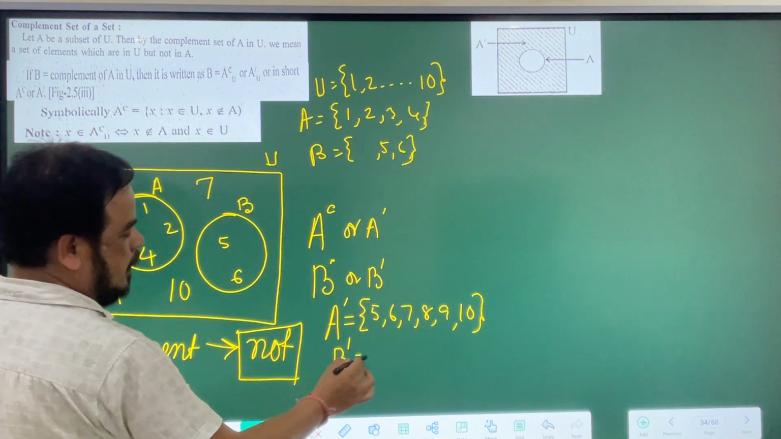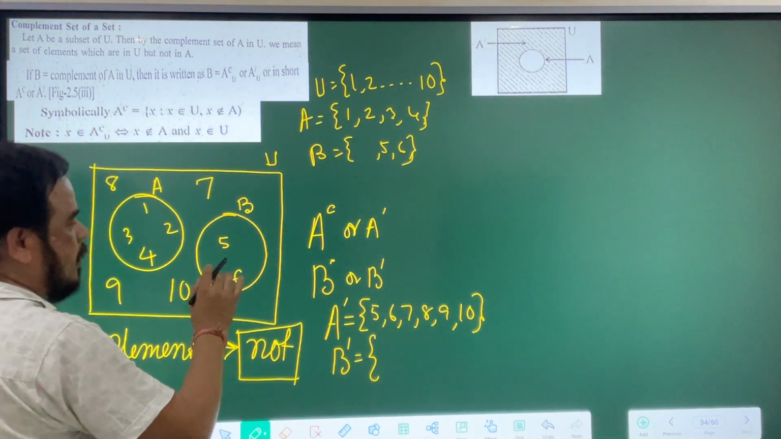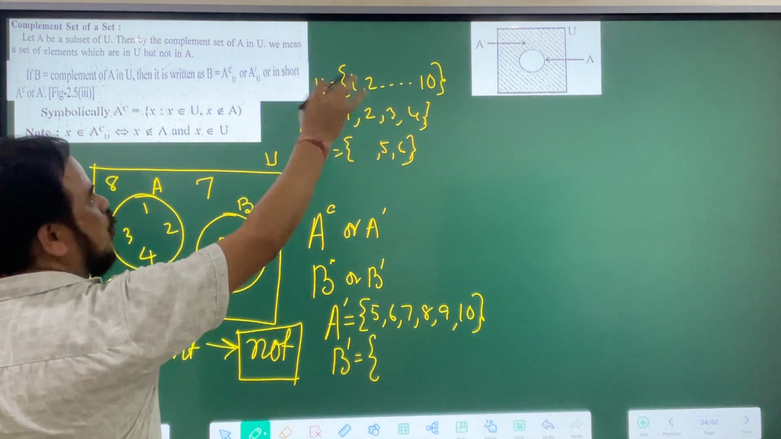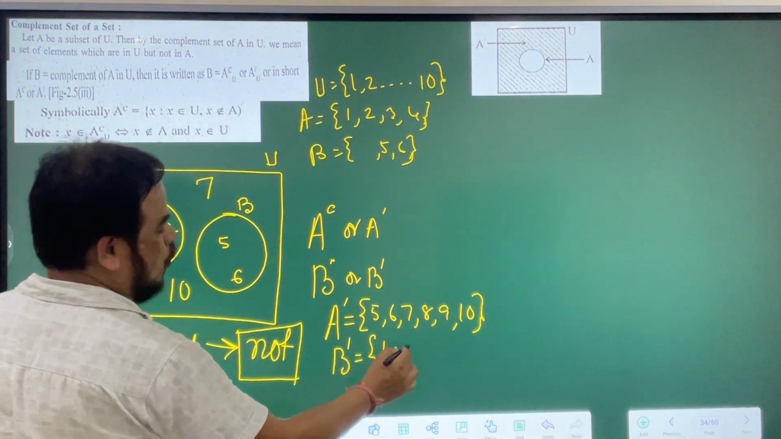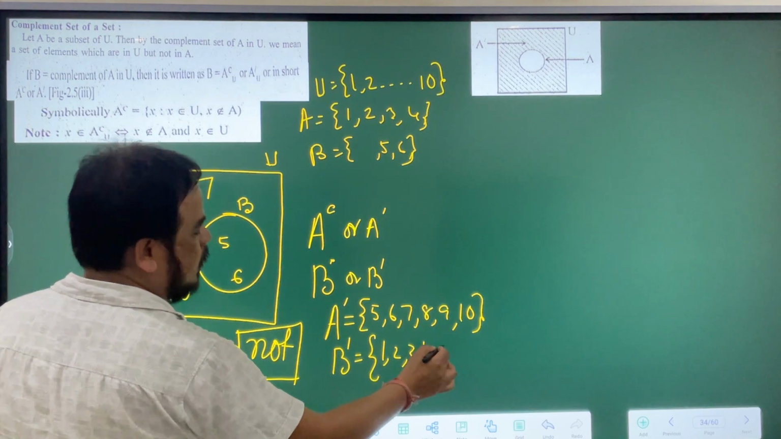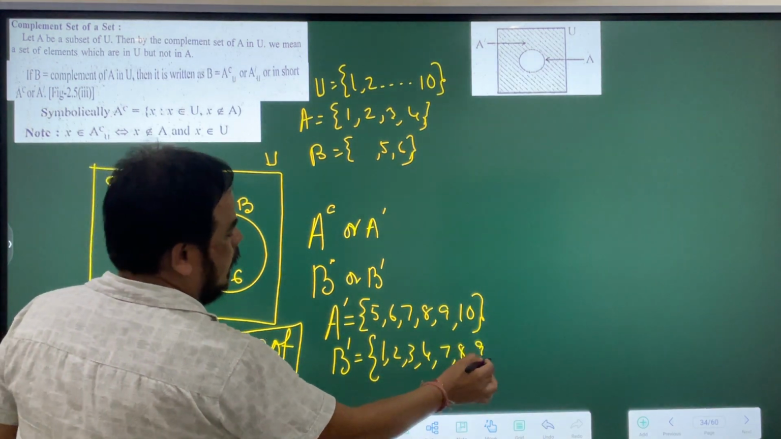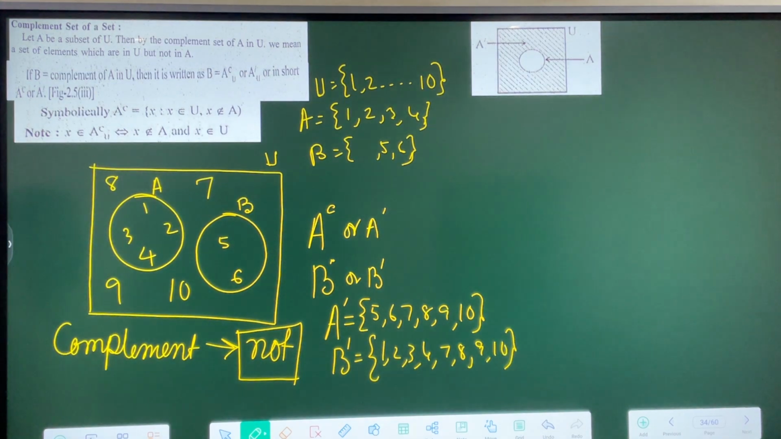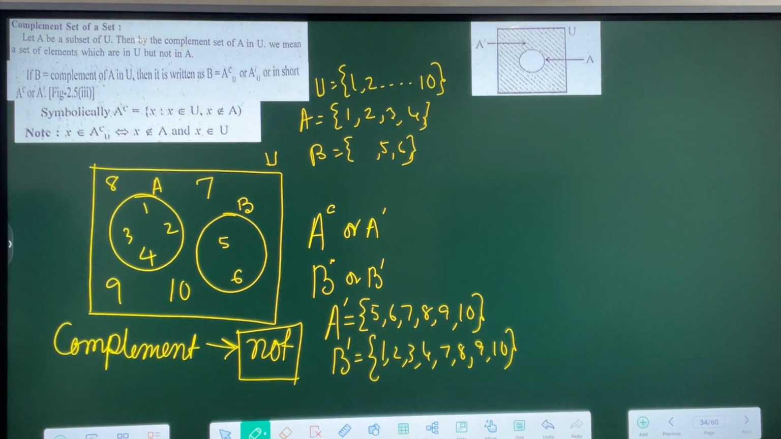B complement. B complement means not B. 5, 6 we will not write. Except 5, 6, the rest of the elements from U we will write: 1, 2, 3, 4, 7, 8, 9, 10. So this is what is called complement of a set. So complement means there must be a universal set. Without universal set we cannot find out complement.